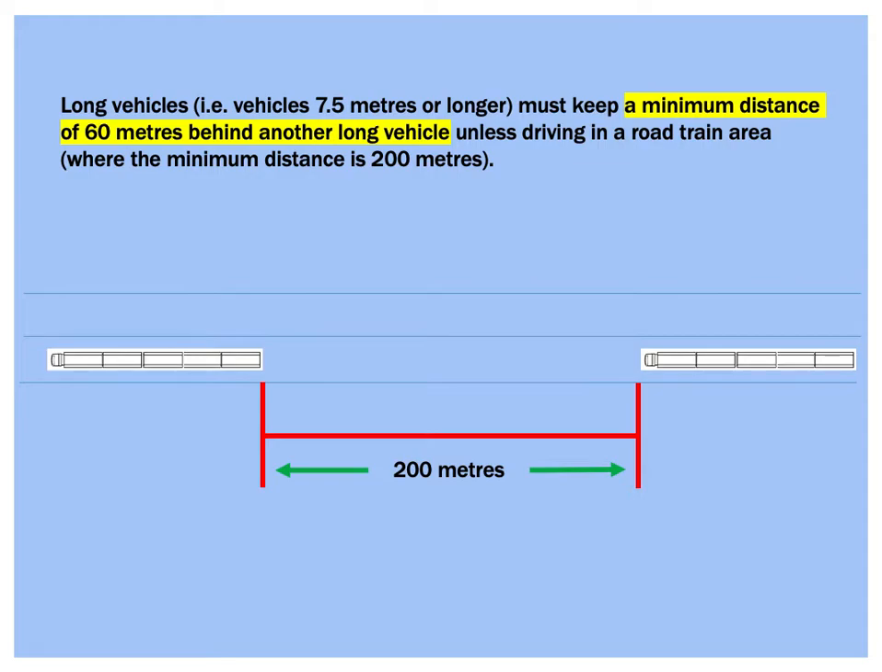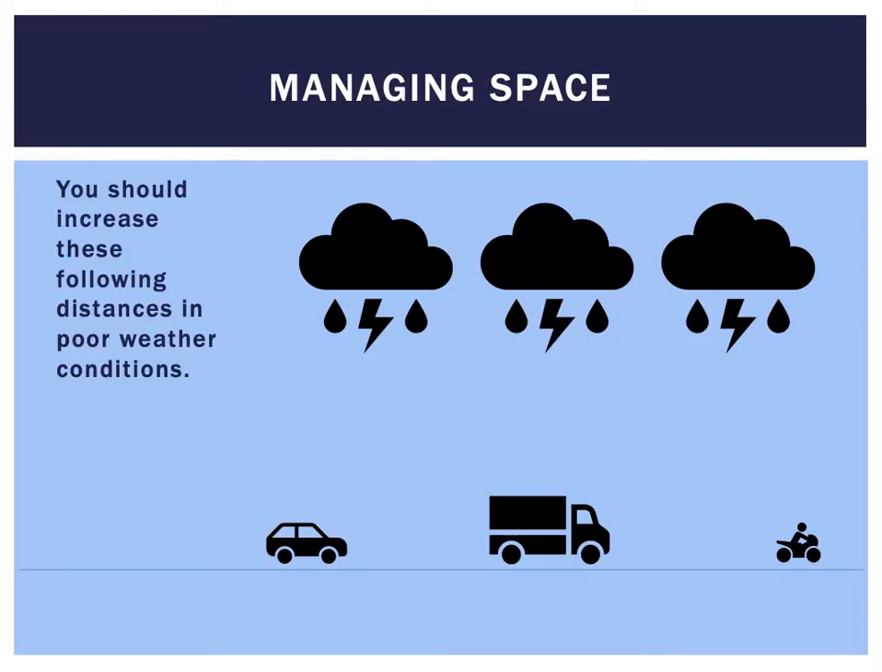Long vehicles, that is, vehicles 7.5 meters or longer, must keep a minimum distance of 60 meters behind another long vehicle unless driving in a road train area where the minimum distance is 200 meters. You should increase these following distances in poor weather conditions.